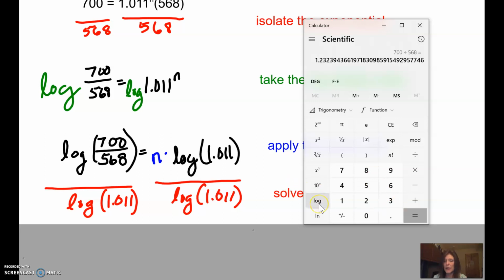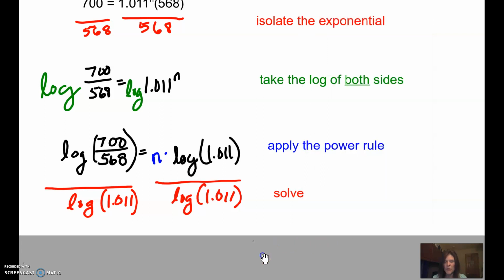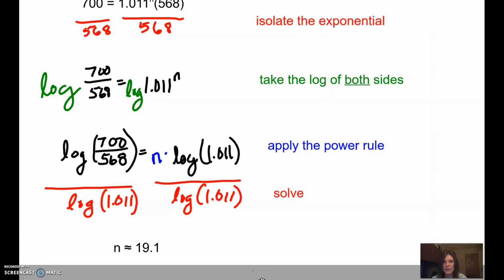And then I'm going to say, okay, calculator, take the log of that. And it gives me this ugly decimal. Then I wanted to divide, but I wanted to divide by the log of something. So I'm just going to be safe and put parentheses. And I put my inside in first, 1.011, and then I say log of that, and then I close my parenthesis, and then I hit equals. So I get about 19.1 for my answer.